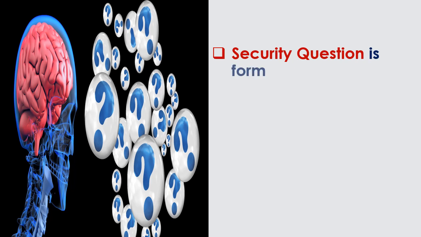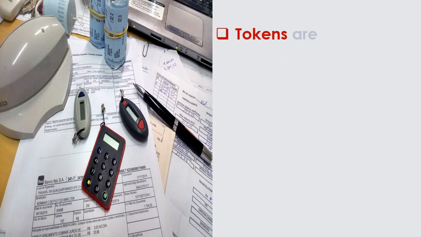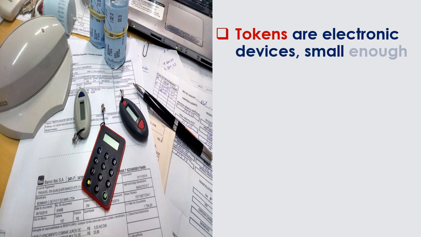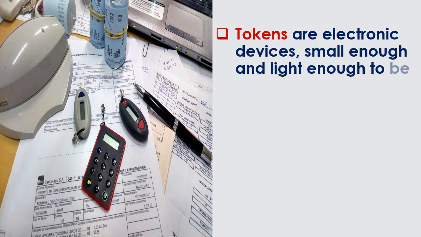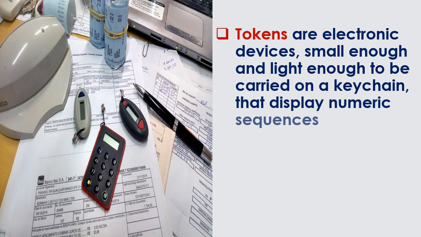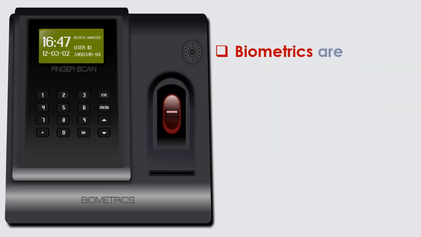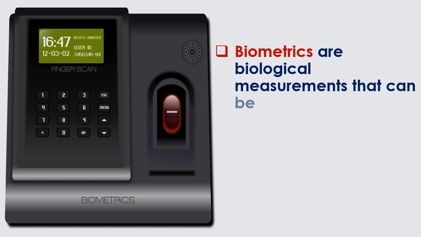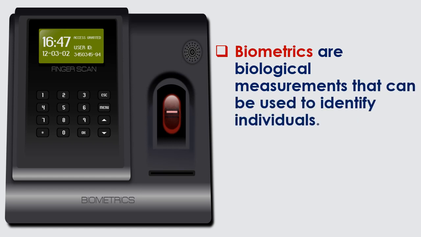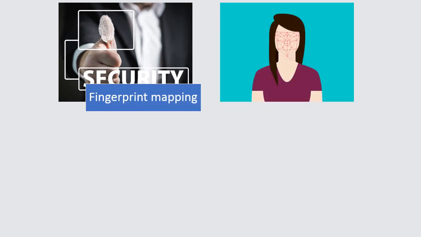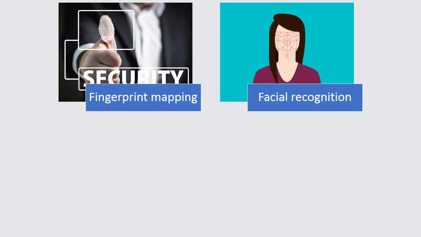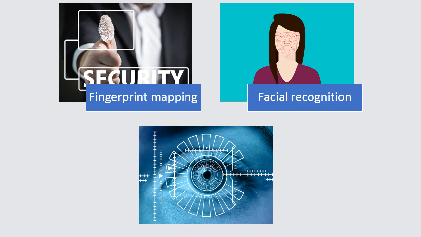Security question is a form of shared secret used as an authenticator. Tokens are electronic devices, small enough and light enough to be carried on a keychain, that display numeric sequences for authentication. Biometrics are biological measurements that can be used to identify individuals. Fingerprint mapping, facial recognition, and retina scans are all forms of biometric technology.